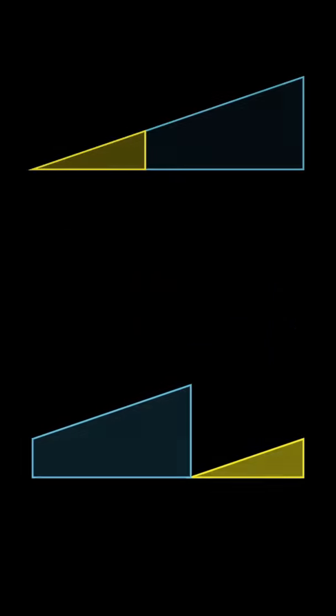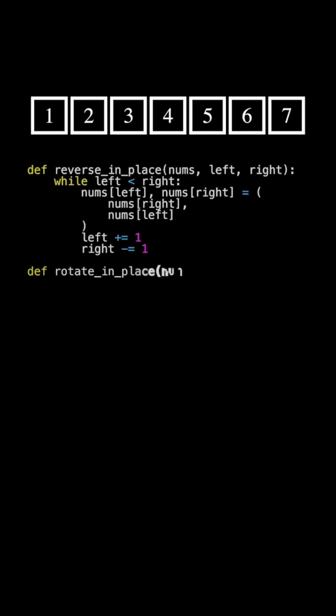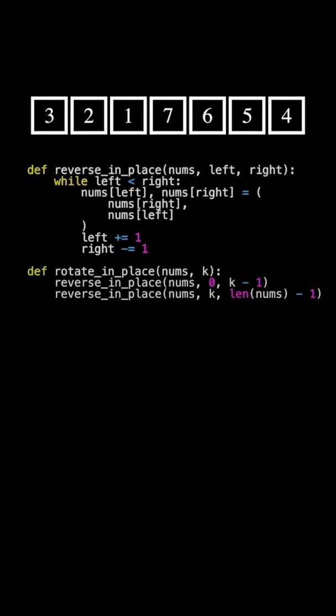In summary, to rotate an array by k, you first reverse the first k elements, then you reverse the remaining elements, and then you reverse the whole array.